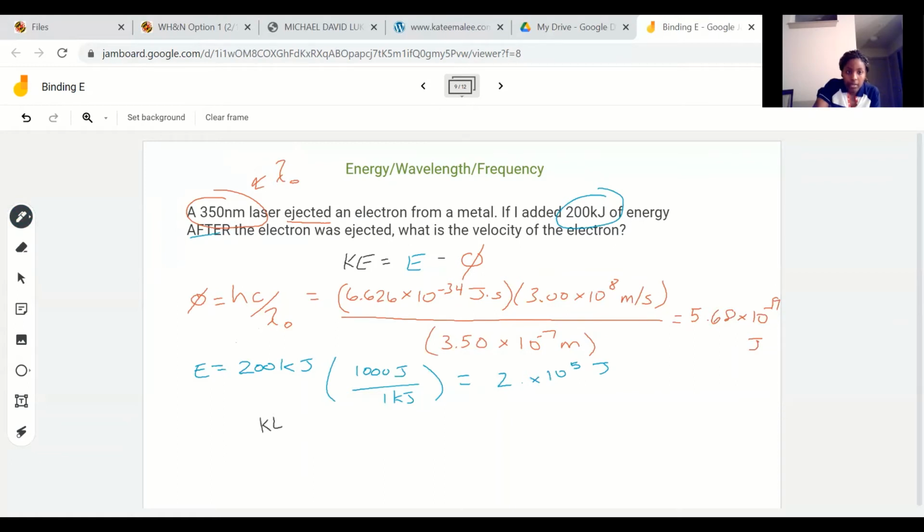So KE equals 2 times 10 to the 5th joules minus 5.68 times 10 to the negative 19 joules. Go ahead and do that. Because I write these problems, sometimes they don't always work out really well. But in this case, when you subtract these two numbers, because this second number, this binding energy, is so small, it doesn't even register when you subtract the two. It doesn't always happen this way, but in this case, your answer really is just going to be 2 times 10 to the 5th joules.